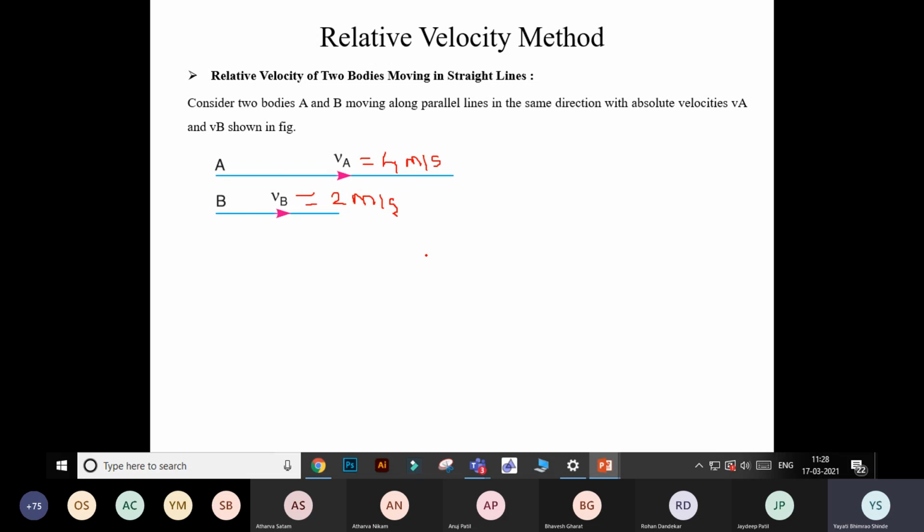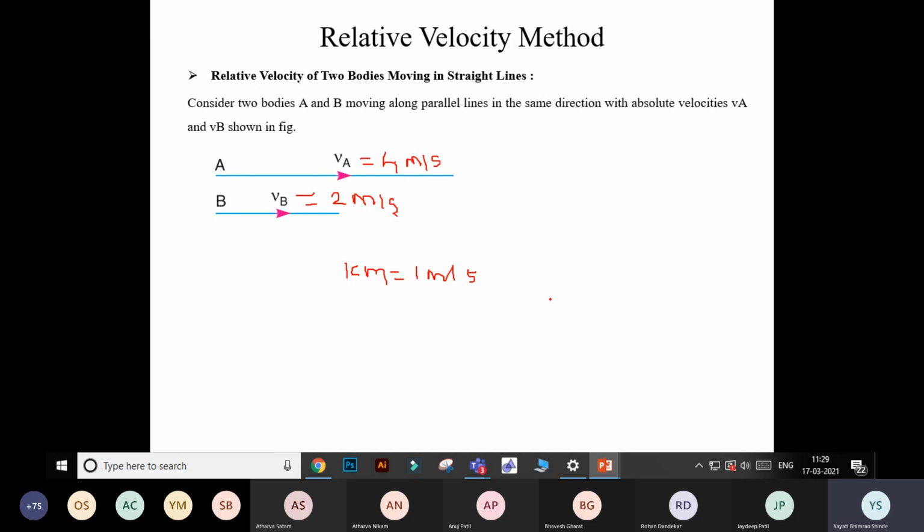Now you have to draw a vector diagram, or represent these velocities by using a vector diagram. For that I will take a scale: 1 centimeter is equal to, suppose, 1 meter per second. Velocity is a vector quantity, having both magnitude and direction. We know the direction: both the velocities A and B are parallel to each other. The magnitude of velocity A is 4 meter per second and velocity B is 2 meter per second.